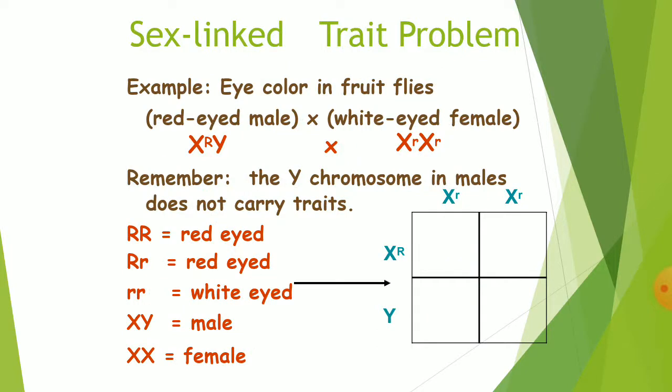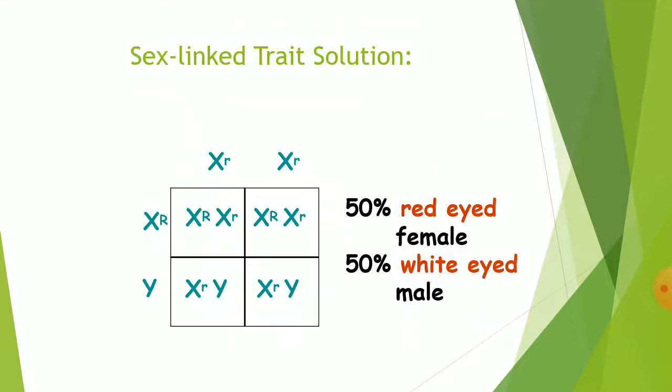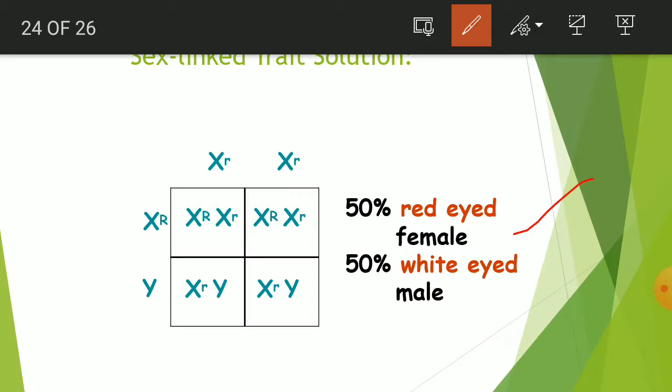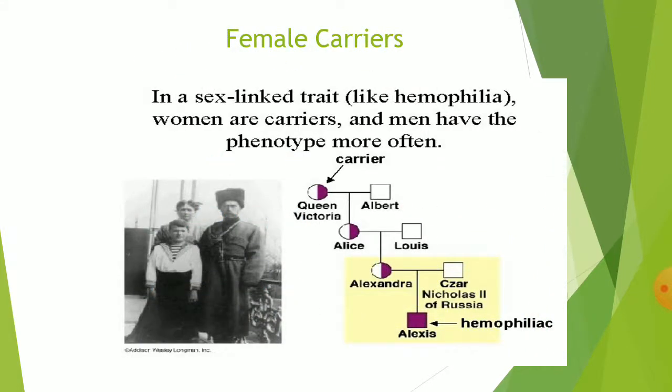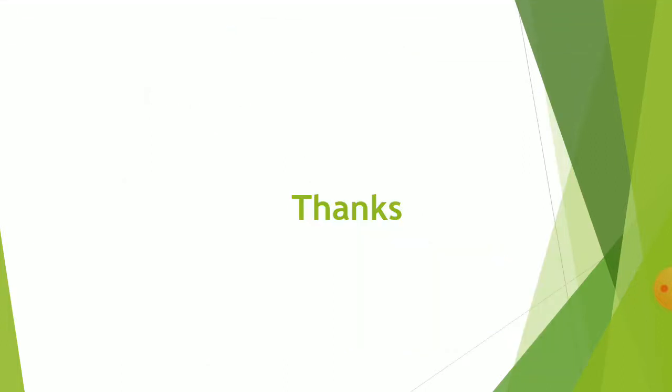The eye color in fruit flies: a red-eyed male is crossed with a white-eyed female. These are the genetic combinations of gametes produced by the male and female. Then 50% of the females are red-eyed and 50% of the males are white-eyed. For females as carriers in sex-linked traits like hemophilia, women are always carriers and men show the phenotype more often. Thanks.